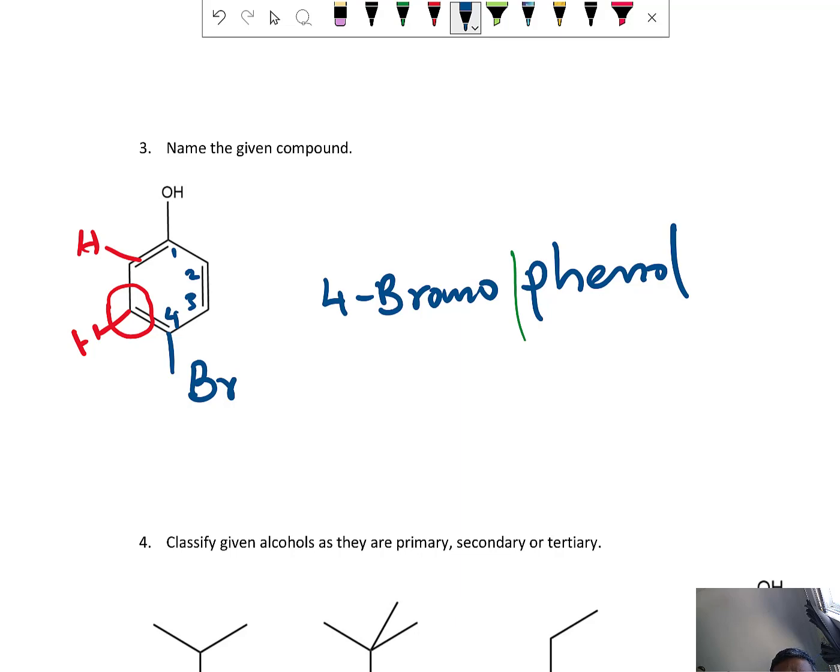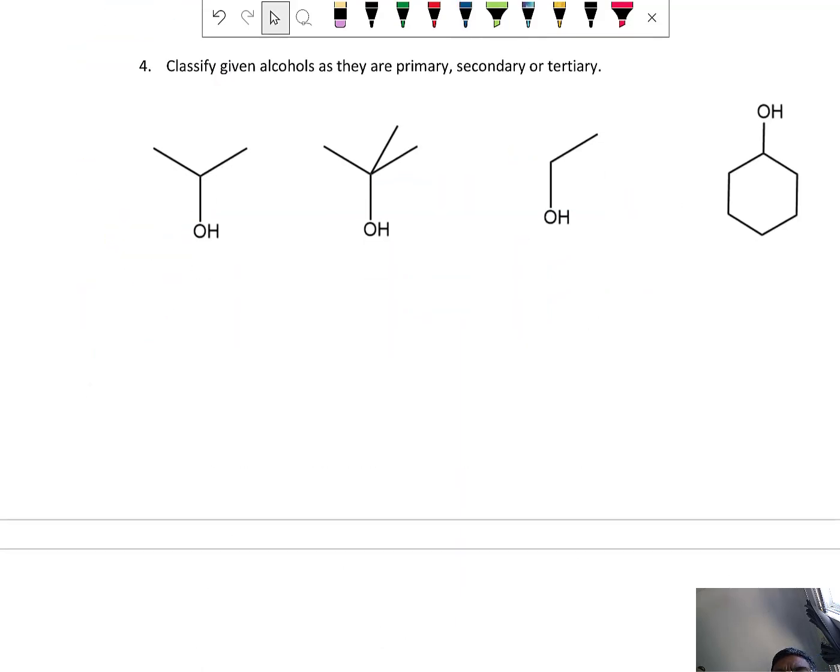let's go to this one here. Classify given alcohols for primary, secondary, and tertiary, right? So how do I recognize? There's two ways to recognize. I'm going to do both of them. See which one helps you, okay?